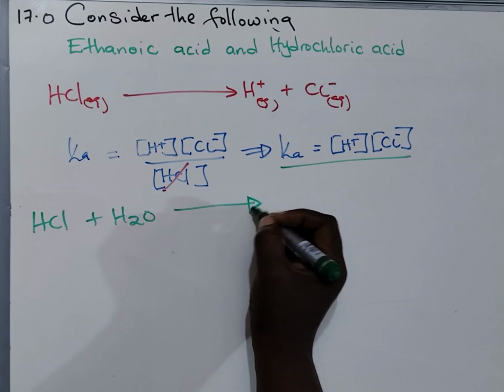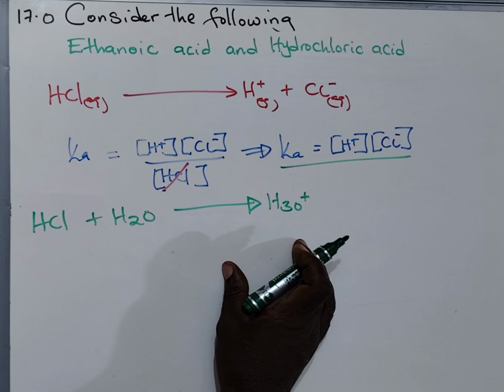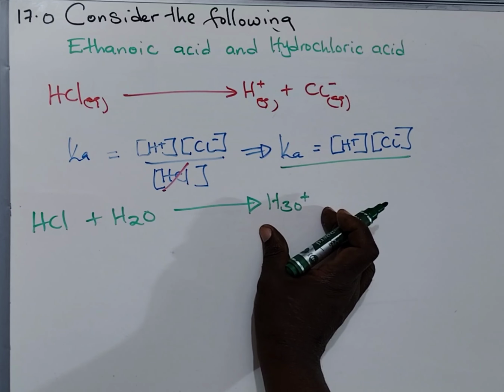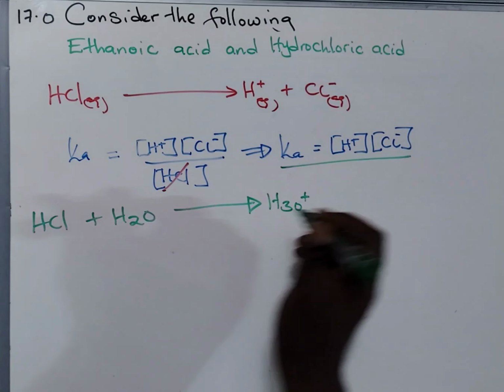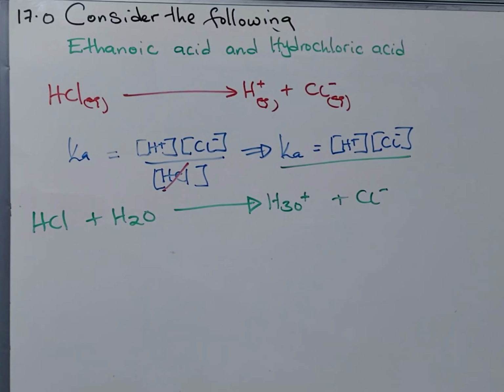Now HCl is the acid, so it donates a proton here. So on receiving a proton, what do we get? We get hydronium ions. On losing a proton, what do we have? We have chloride ions. Okay.